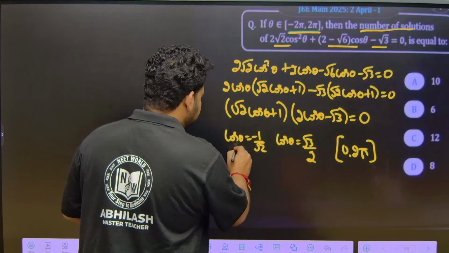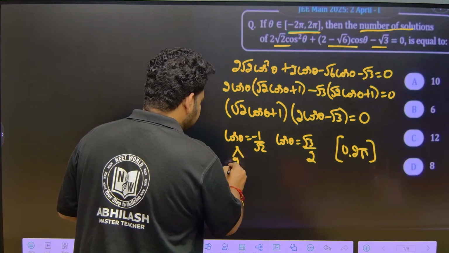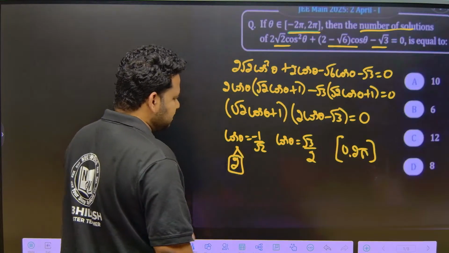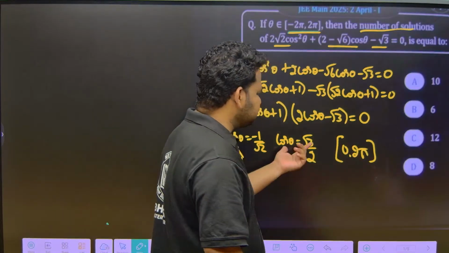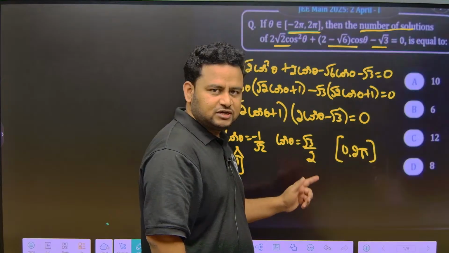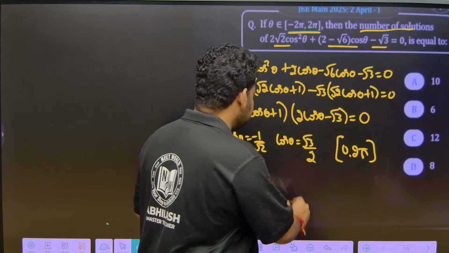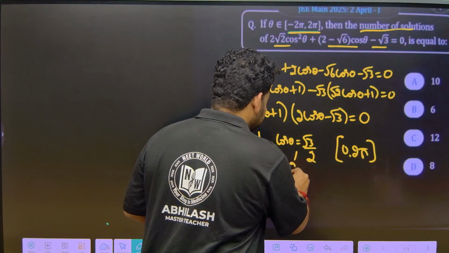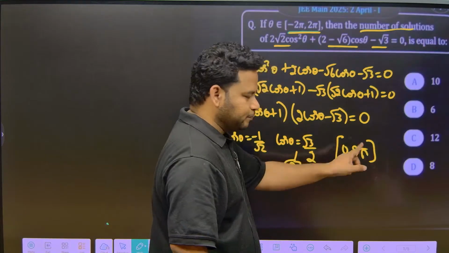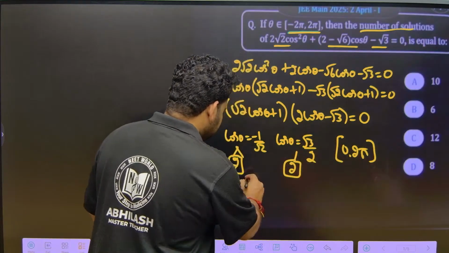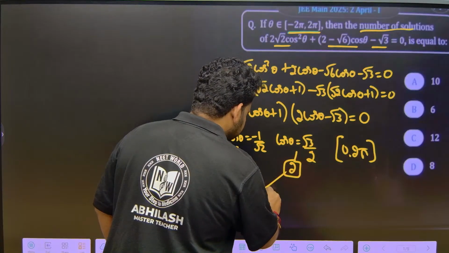So, I will get 2 values for this, there will be 2 solutions for this. Similarly, for root 3 by 2, cos will be positive in the first quadrant and also in the fourth quadrant. So, here I will have two values from 0 to 2 pi. Now, in total how many solutions did I get? I got 4 solutions here.